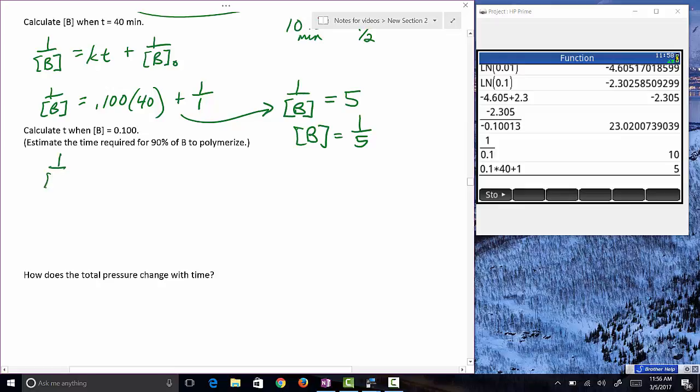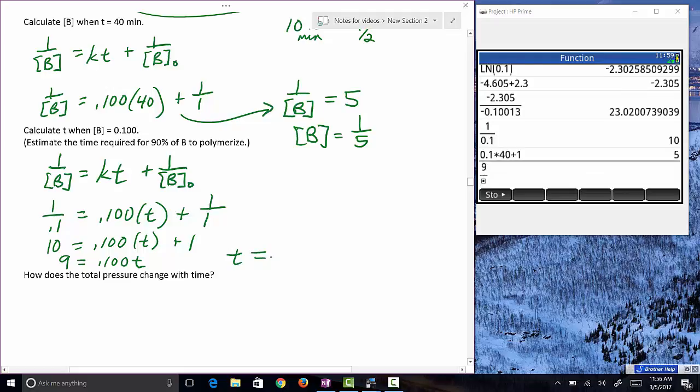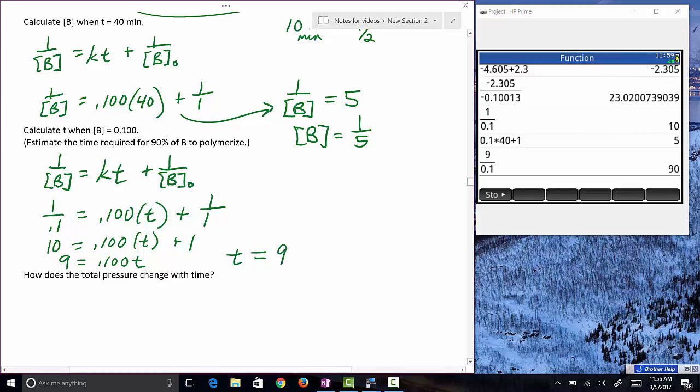So rewrite my equation: 1 over 0.1 equals 0.1 times t, we're solving for time, plus 1 over 1. And so 1 over 0.1 is 10, equals 0.1 t plus 1. So I'm going to get that 9 is equal to 0.1 t, which means t is 9 divided by 0.1, or 90, and that's in minutes.